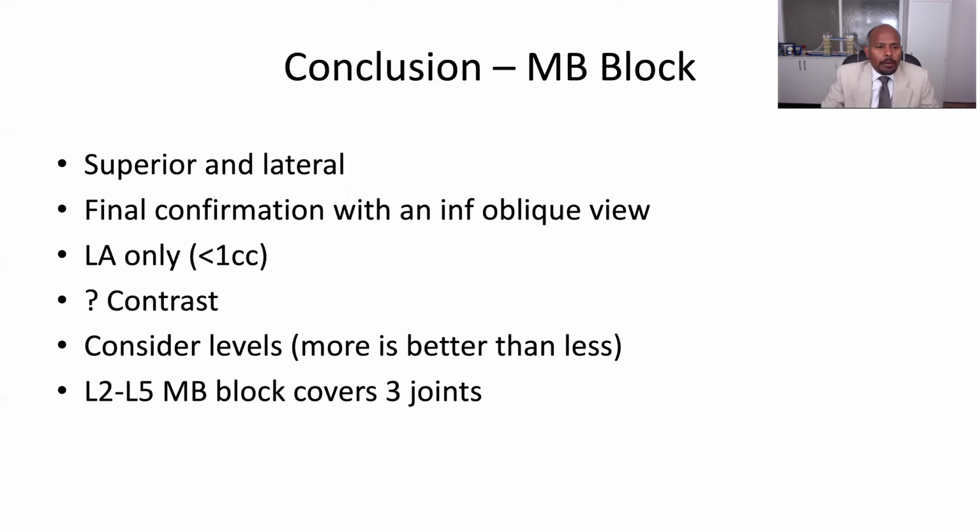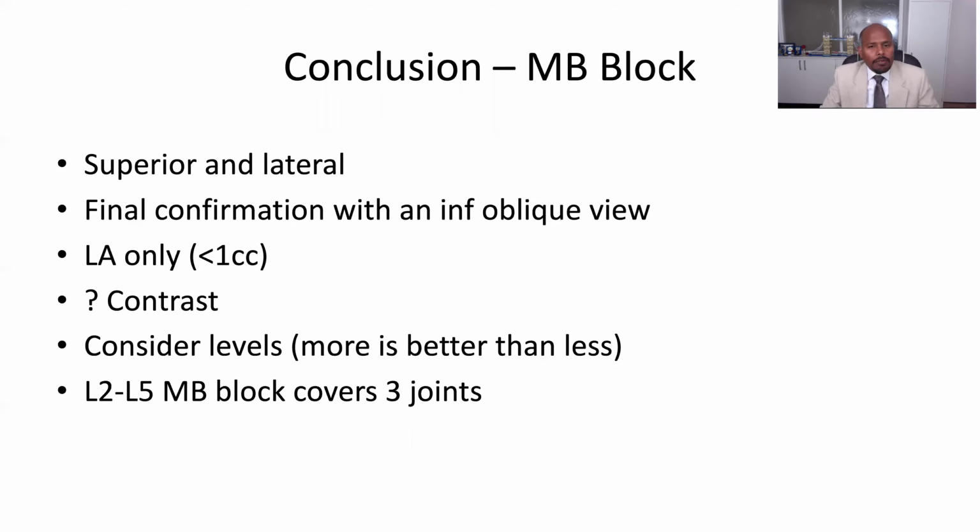So in conclusion, for the medial branch block, try and be superior and lateral. Always don't rely on one view, which is a Scotty dog. Kindly get an inferior oblique view so you can clearly see the needle tip position in the groove between the transverse process and the superior articular process. Use only local anesthetic, 1 cc or less than 1 cc. There are some people who use contrast, but obviously if you mix the contrast with the local anesthetic, it's going to dilute the concentration of your local, so take that into consideration.